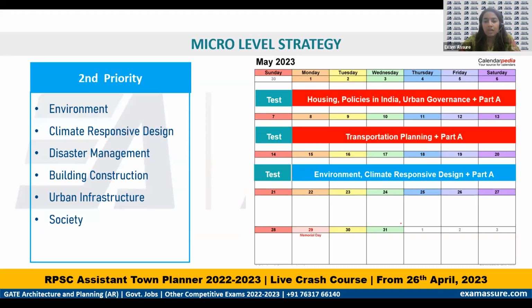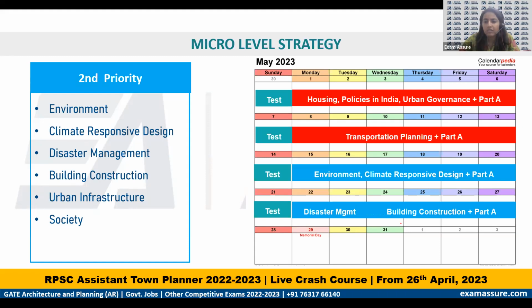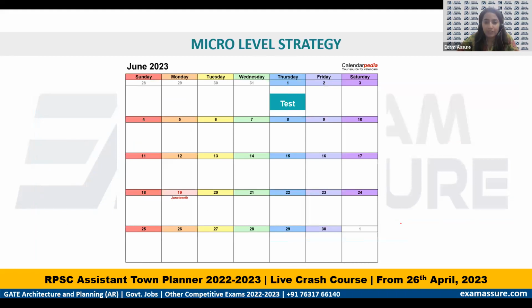So here we can cover environment and climate in 1 week. Again, give 2 days for disaster management, 3-4 days for building construction and urban infrastructure, and the part of society. Once this is done, by May end, one should be able to cover the entire syllabus. Now, this whole strategy I'm discussing with you keeps in mind that you've at least gone through your syllabus and your notes, or you've started studying and gone through all of it once or twice, or have at least studied properly in college.